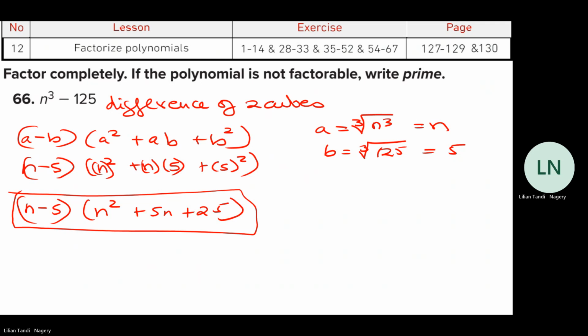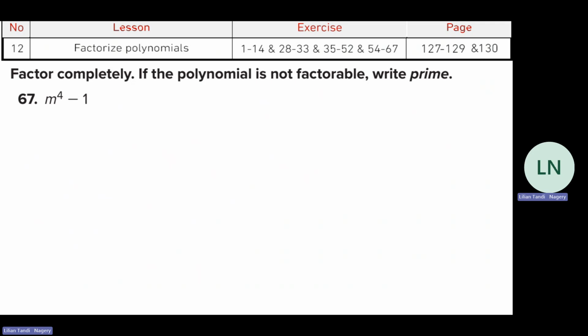This is a difference of squares. So this is M to the fourth minus 1. So this is M squared squared minus 1 squared, like that.